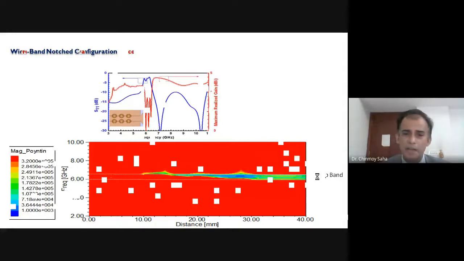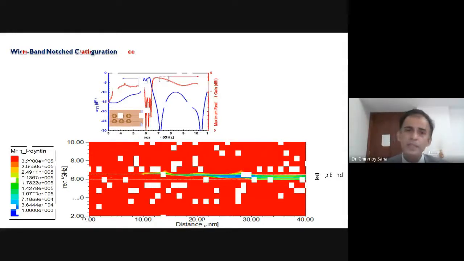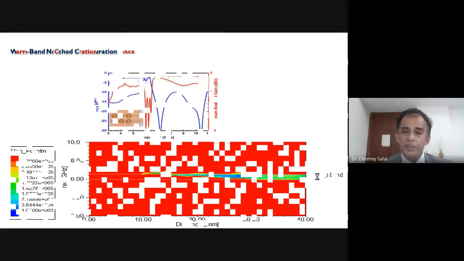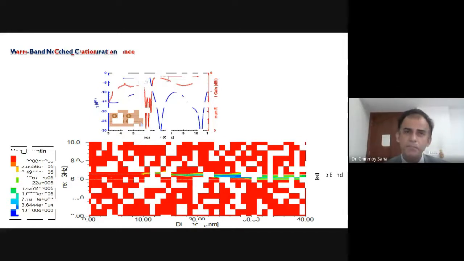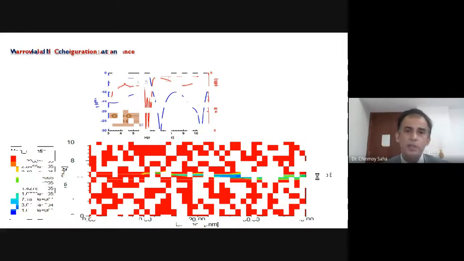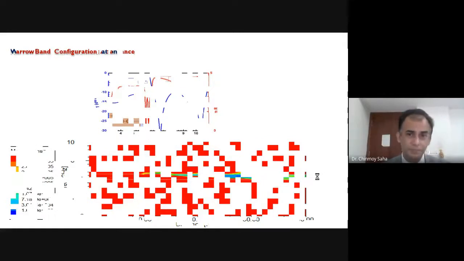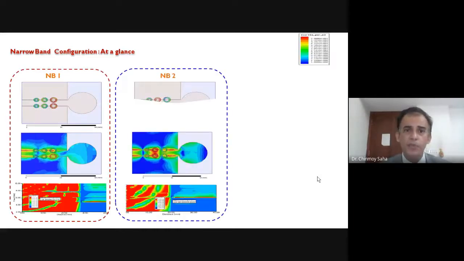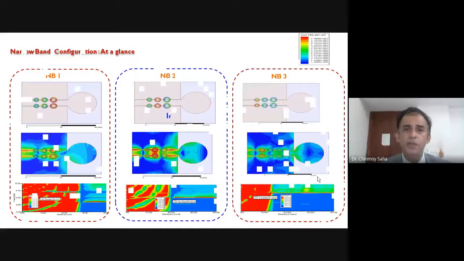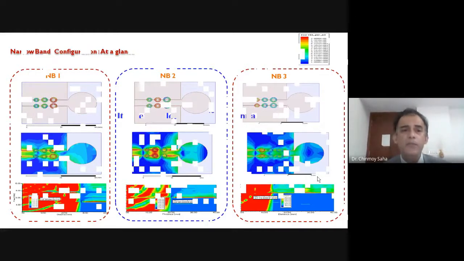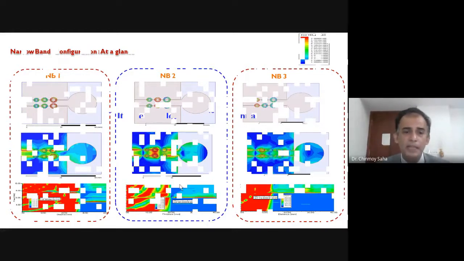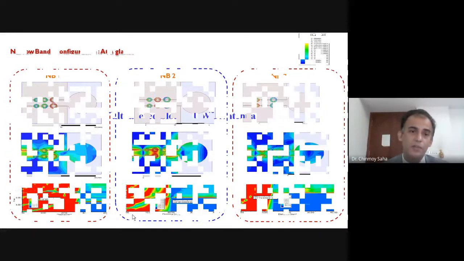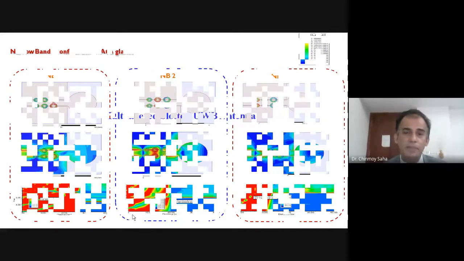You can do this kind of study, those who are trying to do some research in this particular area of multifunctional antennas and cognitive radio antennas. So this is the summary at a glance: narrowband configuration for configuration 1, configuration 2, and configuration 3. As you can see, for narrowband configuration, you have a blue line which corresponds to the resonance frequency of the SRR at the largest, intermediate, and the smallest one.